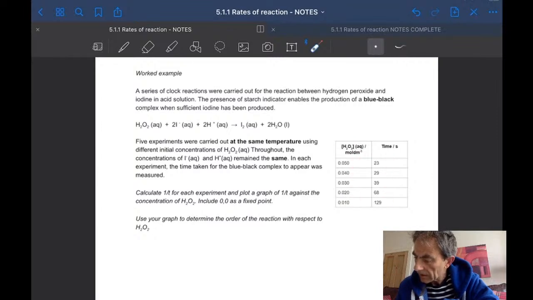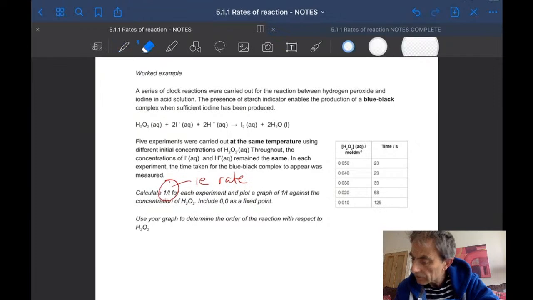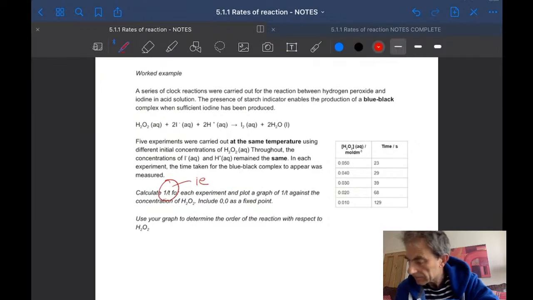Okay, so what we're going to do is, it's asking us to calculate 1 over t for each experiment. 1 over t is a measure of the rate. Okay, or I should say initial rate. Let's change that to initial rate.